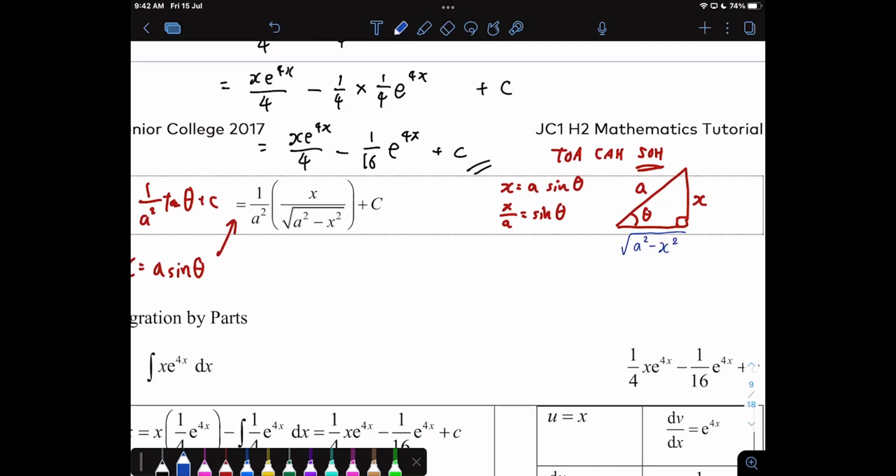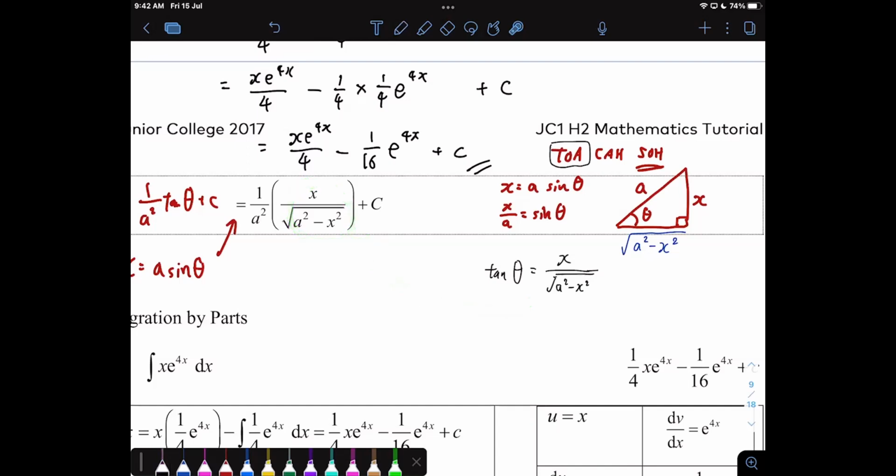Well done. Good. So now can you tell me what is tangent of theta? Remember, we wanted to replace tangent of theta here, so we need to figure out what's tangent theta. So which one? The x over square root of a squared minus x squared. Yes, correct. Then that's how they got this.